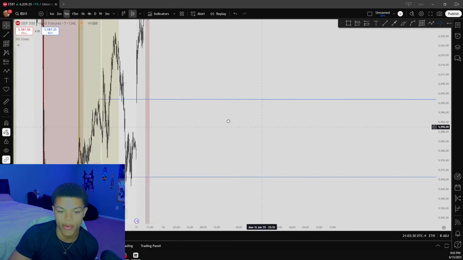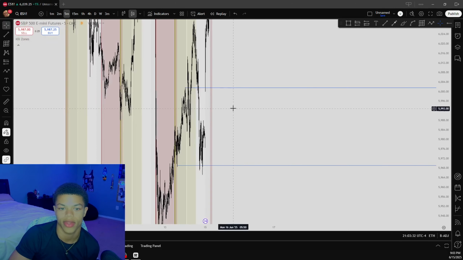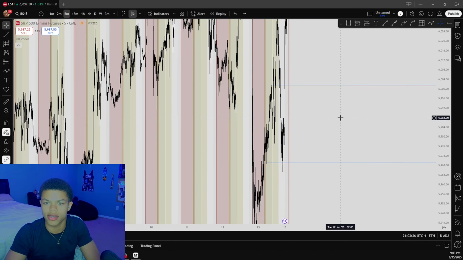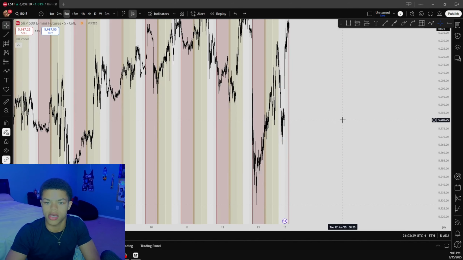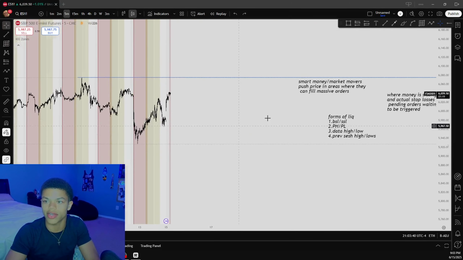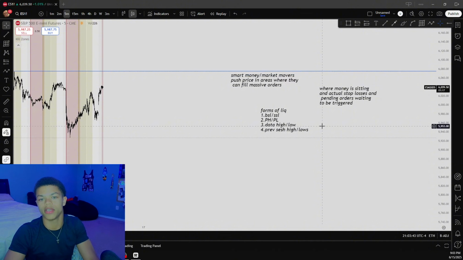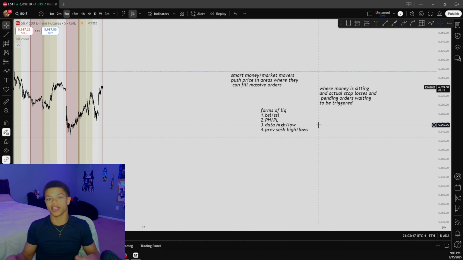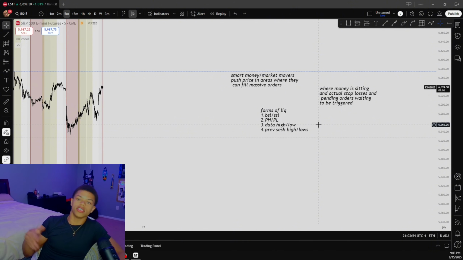Just a little recap real quick. Oh, it's right here. Okay, so boom. Smart money or market movers push price into areas where they can fill massive orders, which is what liquidity is. It also is where money is sitting, their actual stop losses and pending orders that are just waiting to be triggered.